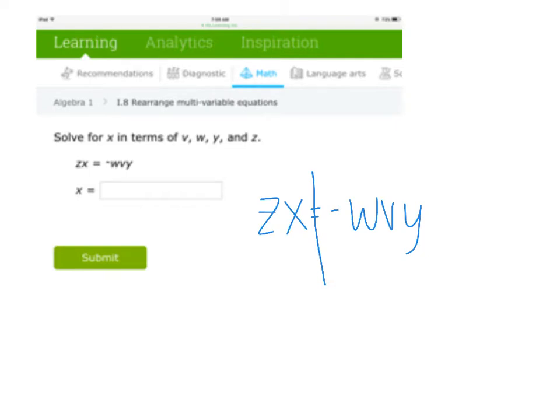What I would like you guys to do today is watch this video about I8, which is rearranging multivariable equations. We're going to go through a couple together. The first one I pulled from IXL is z times x equals negative w times v times y, and we want to solve for x. So we want to get x by itself. Currently x is being multiplied by z, so we're going to do the opposite. We're going to divide both sides by z. I know that this looks weird, but that is your final answer. You already have your x equals there, so you don't need to write that.